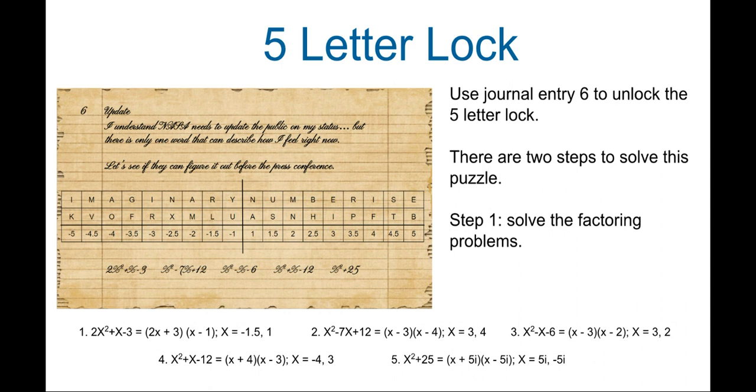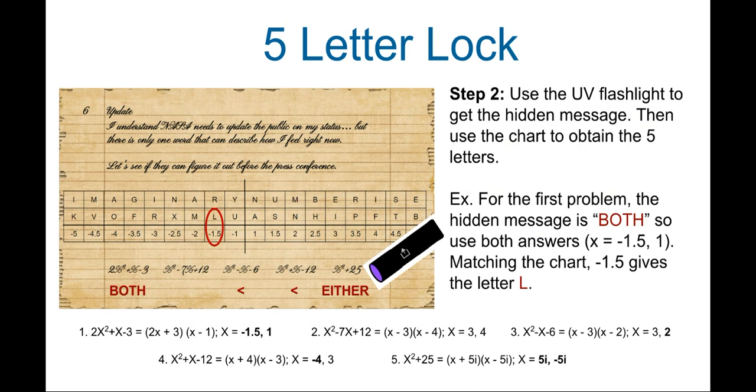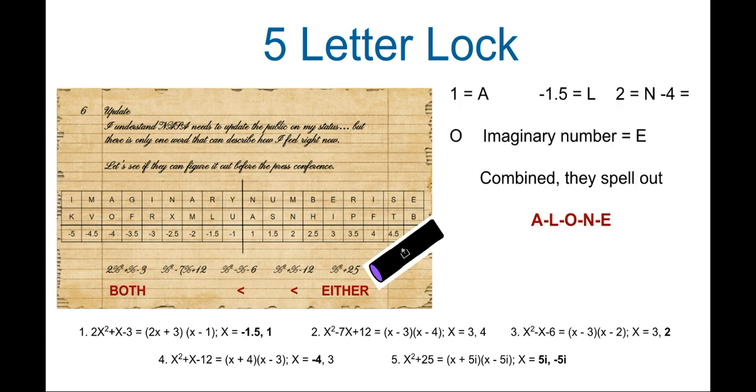The first step is to solve the 5 factoring problems. Afterwards, use the UV flashlight to get the hidden message below each problem. For the first problem, the hidden message is both, so you have to use both answers, x equals negative 1.5 and 1. Match the numbers to the chart. Negative 1.5 gives you the letter L. For problem 1, you will get A for 1 and L for negative 1.5.